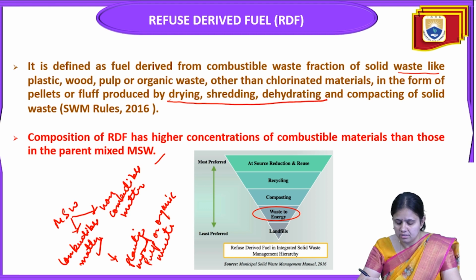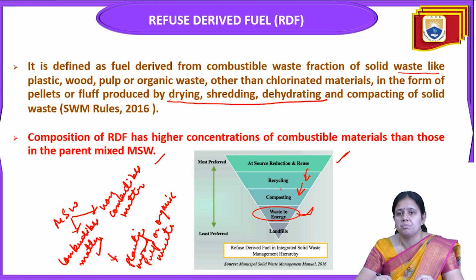So you can see that this is the picture. At the source, reduction and reuse will be there. After that it is going to be recycling and then composting. Then the next step will become waste to energy. Composting is the process which is mostly preferred for organic waste, because composting will be converting the waste to some compost. It is also converting some resource from the waste.